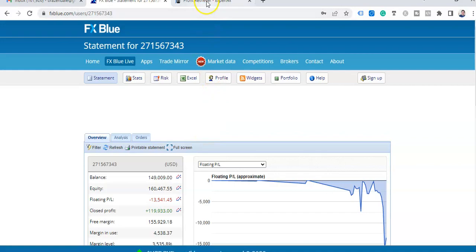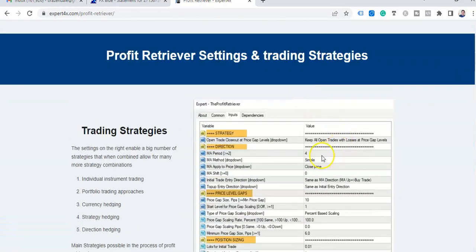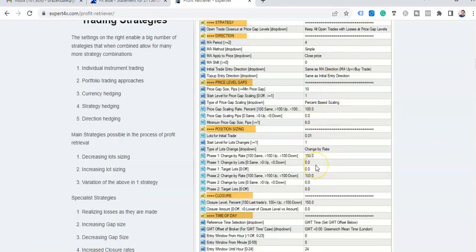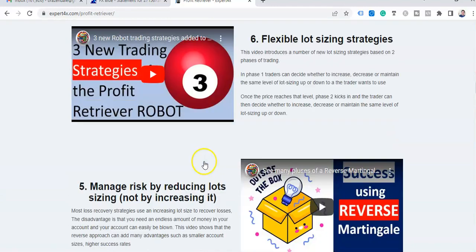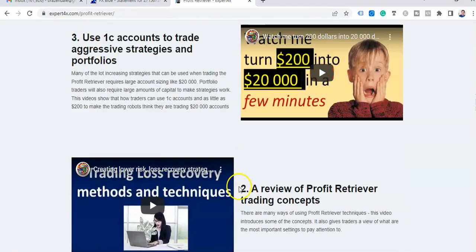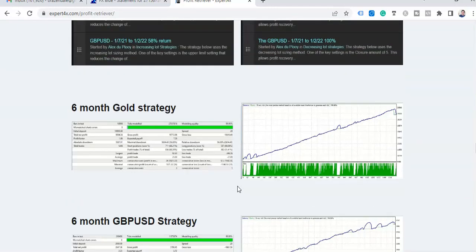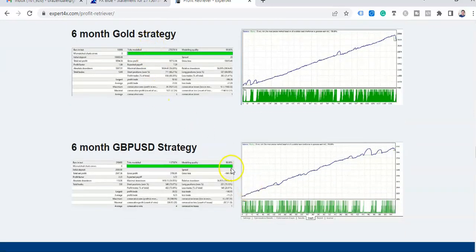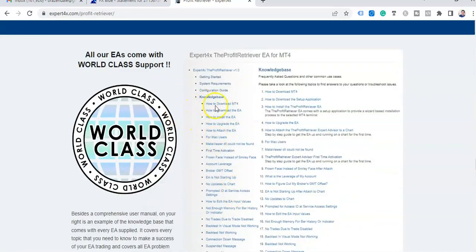So yes, to go back to the Profit Retriever sales page, here are the settings. There's a lot of settings that you can add, but there's basically just 4 that I change. And then they've got all these videos that will help you learn more about the Profit Retriever. On the sales page, you can see back testing that was done on gold and other Forex pairs. And then they've also got the support.